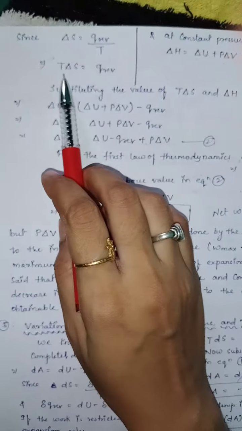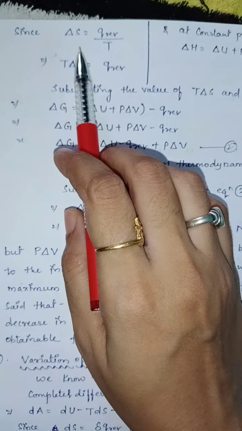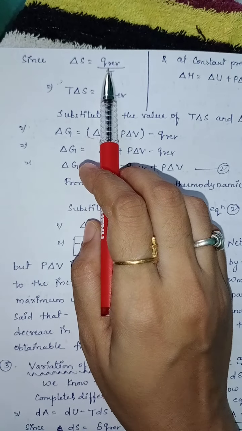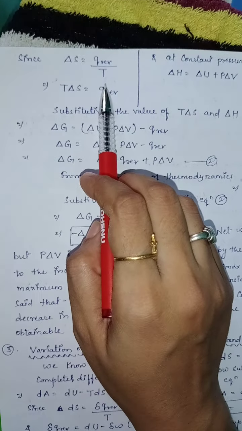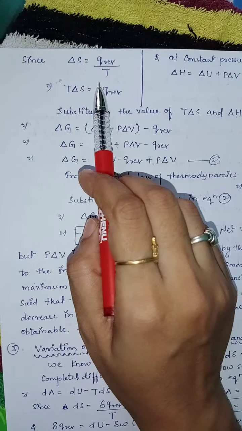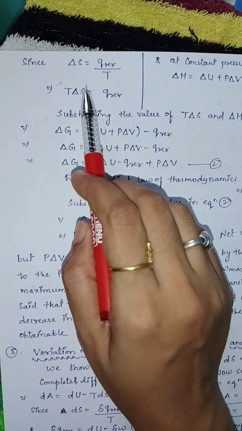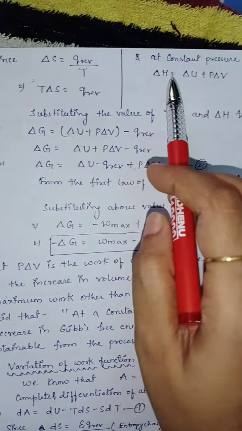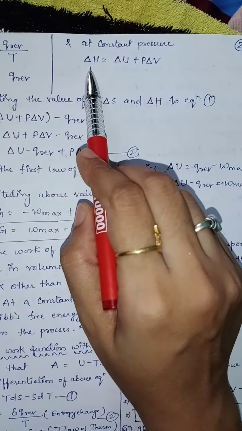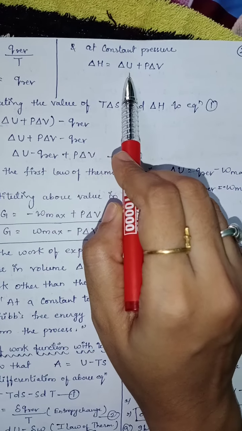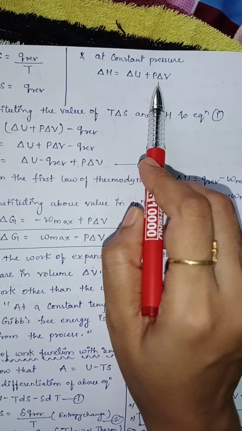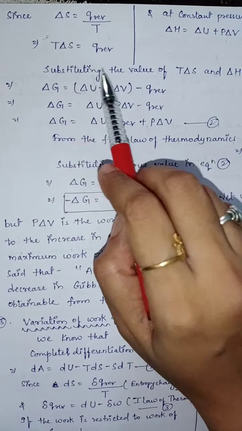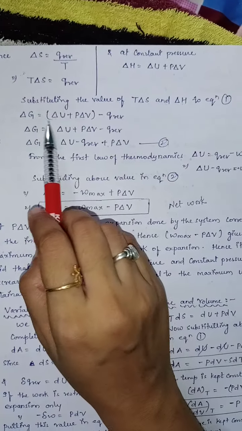Now, you all know from the definition of entropy that del S equals Q reversible by T. So we will get the value of T del S, which will be equal to Q reversible. Again, from another famous equation, we know that del H equals del U plus P del V. So we will substitute these values into equation A. On substituting the values, you will get this equation.